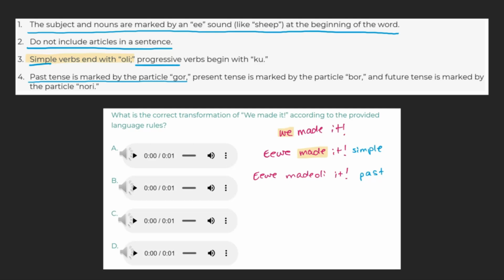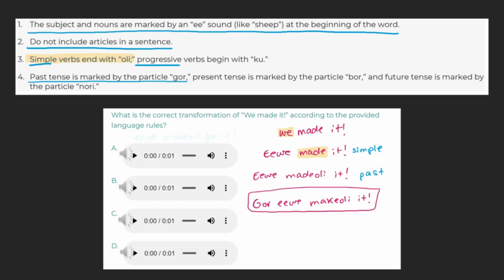As the rules don't tell us where to put this past tense particle, let's simply put it at the beginning of the sentence and see where our options place it. With this in mind, our final sentence is, "Gore iwi make it." Let's now take a look at our choices.